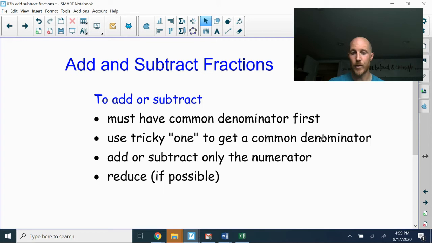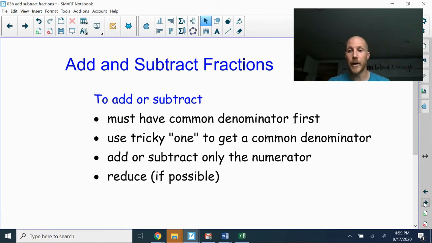to get that common denominator. Once we've achieved that, either the problem started with common denominators or we did some work to get the common denominators, then we can add or subtract, depending on which the problem says. And when we add or subtract, we're only going to add or subtract those numerators, the top numbers, together. Once we've done that, since we're dealing with fractions, we're going to have to reduce if it is possible.